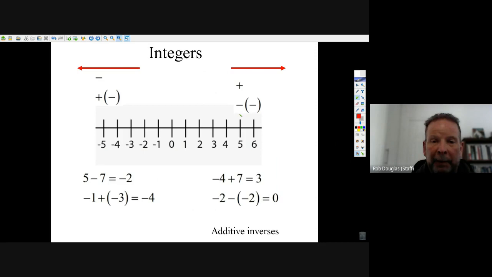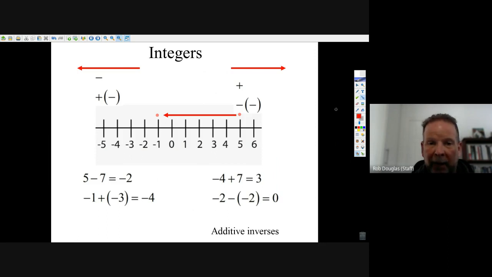Well, 5 would be right here. And you have to know that when you subtract, you go to the left on the number line, and when you add, you go to the right. Well, we're subtracting, so we should go to the left, 5 minus 7. So we'd go down 1, 2, 3, 4, 5, 6, 7. So that's exactly what this would be. 5 all the way down 7.